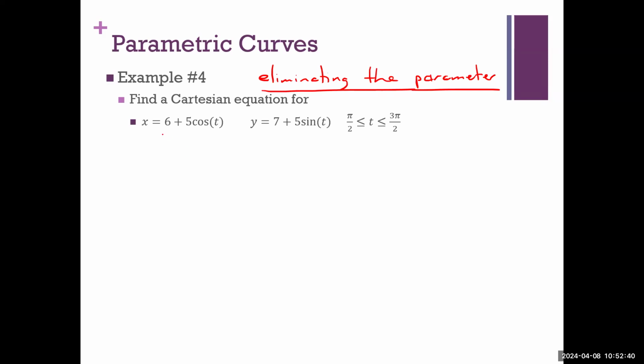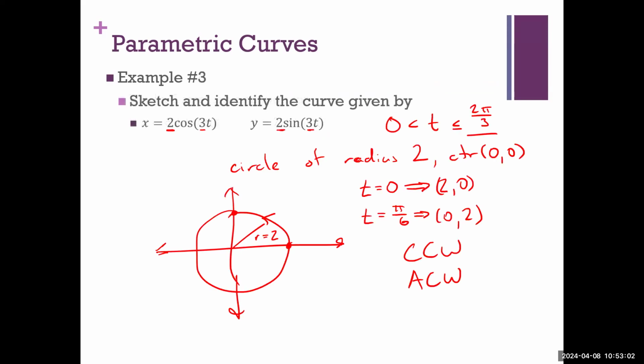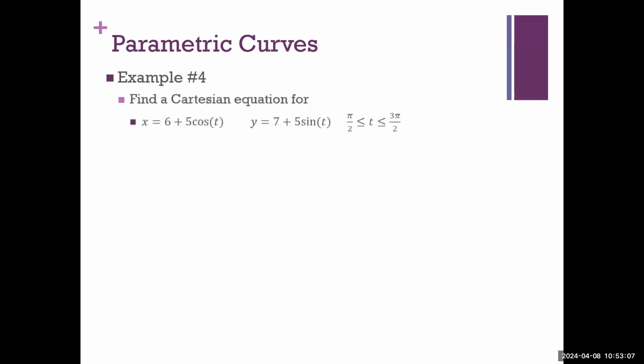So one thing I want to point out here is let's just talk about what all the different numbers do. You're saying because of the 6 and 7 that I have, let's compare this to something else. If I had x equals 5 cosine t and y equals 5 sine t, based on what you just told me, that should give me a circle of what radius? 5.